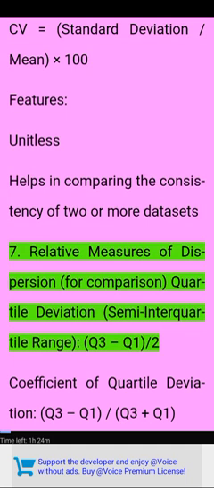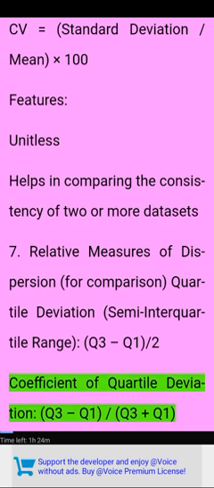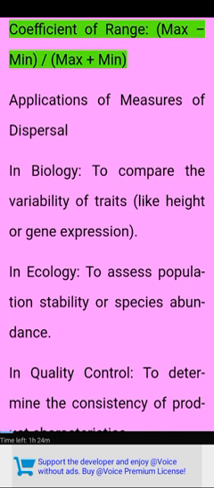7. Relative measures of dispersion for comparison. Quartile deviation, or semi-interquartile range, equals (Q3 minus Q1) divided by 2. Coefficient of quartile deviation equals (Q3 minus Q1) divided by (Q3 plus Q1). Coefficient of range equals (max minus min) divided by (max plus min).